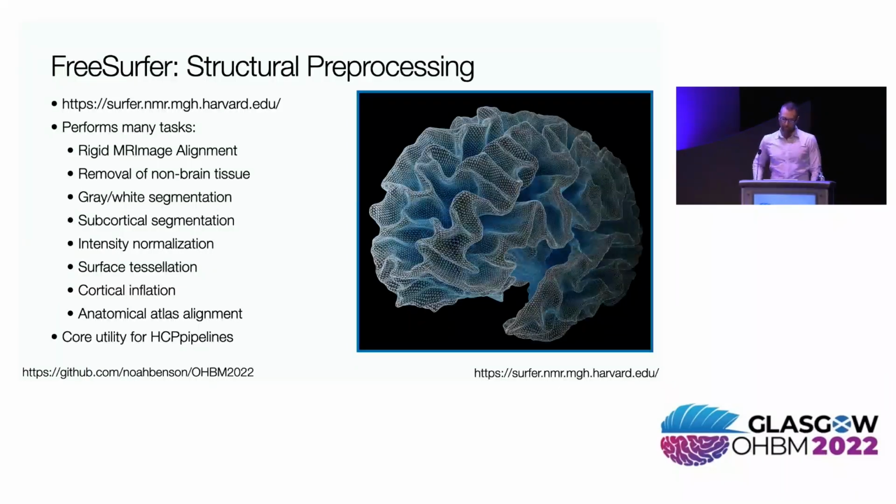Structural preprocessing itself is usually performed by FreeSurfer, or at least I usually perform it by FreeSurfer. FreeSurfer is a very mature tool that was developed back in the 90s and has gradually assumed a critical role in contemporary neuroimaging work. FreeSurfer performs a great number of usually tedious tasks in the structural preprocessing pipeline, such as brain alignment, removal of the skull, gray-white matter segmentation, surface tessellation, cortical inflation, and anatomical atlas alignment.